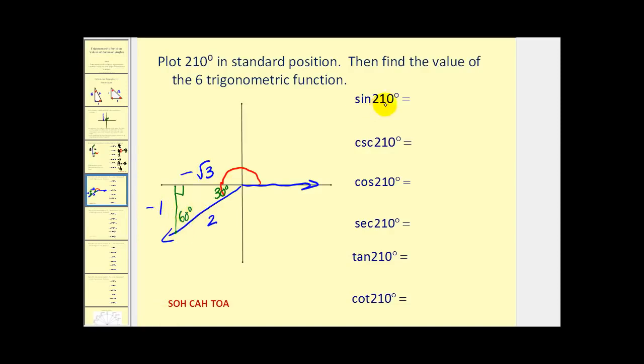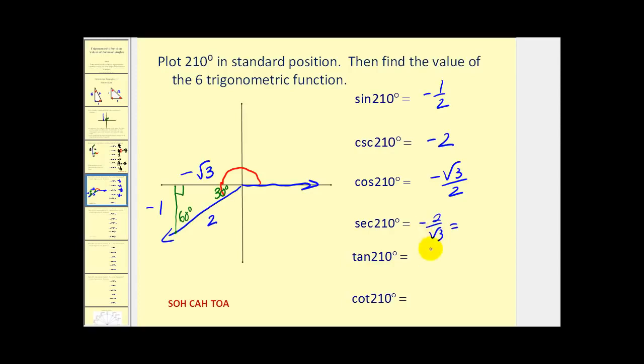So the sine of 210 degrees would be the ratio of the opposite side to the hypotenuse, or -1/2. Cosecant would be the reciprocal, -2. The cosine of 210 degrees would be the ratio of the adjacent side to the hypotenuse, or -√3/2. And then the secant would be the reciprocal.